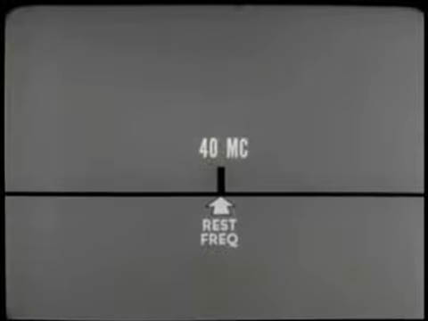A typical FM channel, 40 megacycles, would be located here. This is the rest frequency of the channel. When the carrier is frequency modulated, it will move above and below its rest frequency.